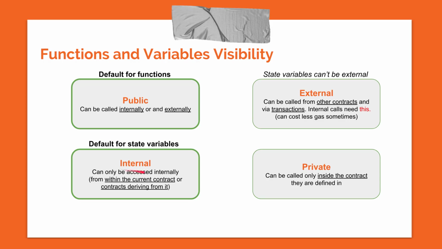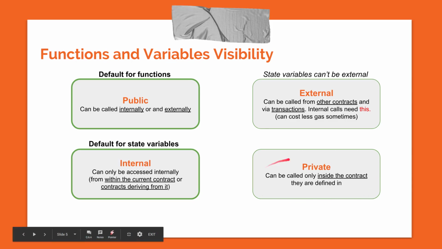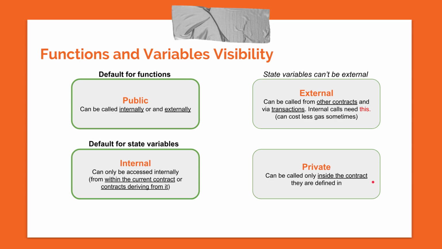We can also have internal functions that can only be accessed internally from the current contract or from contracts deriving from it. And last but not least, we have private functions, which can only be accessed from the contract they are defined in. They are usable only internally in the same contract.